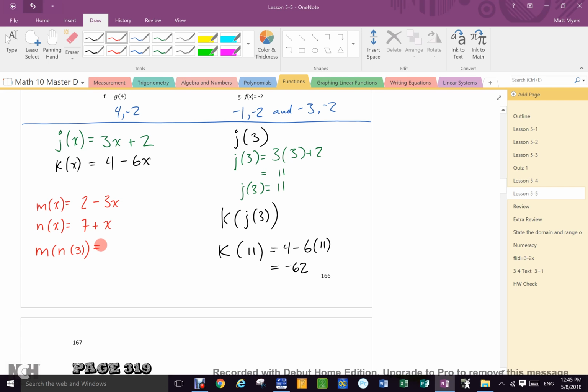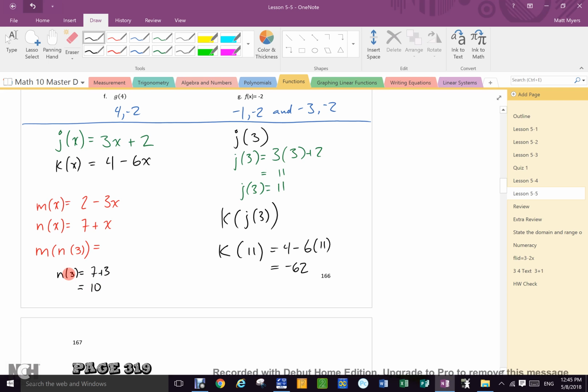Try that one now. Now you've seen how to do it, you should be able to apply it. Where do you start? In or out? In first. So where should you be looking first? The n function or the m function? N. So the first thing you need is what? The n of what? What is the n of 3? 7 plus 3, 9, 10, 11. 7 plus 3 is 11.